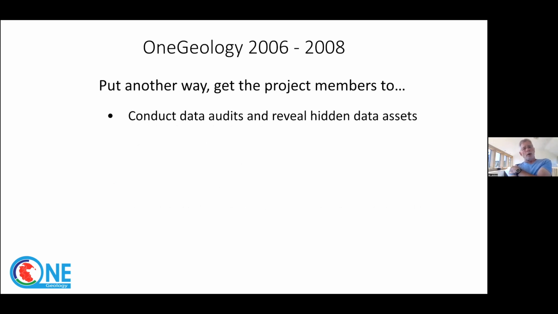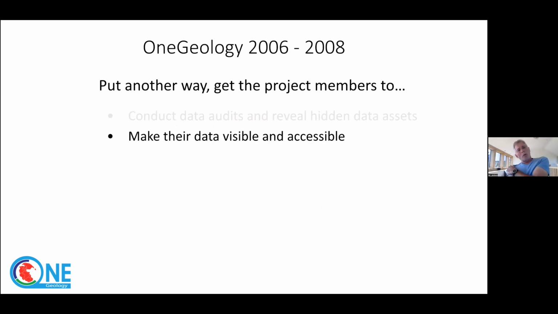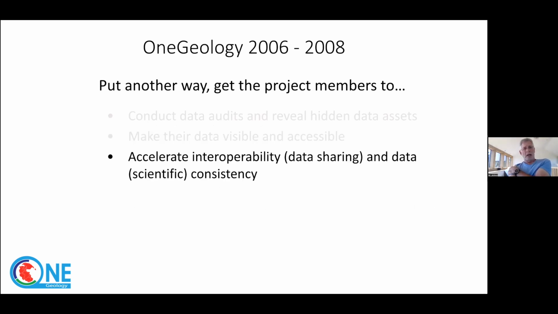If we put that another way, we wanted those project members to actually conduct data audits and reveal the hidden data assets, because there was an awful lot of rubbish talked about how much data they'd got and how much was digital. And we knew the reality was a lot less than the boast that they were coming out with. Just imagine Russia and China telling you that their data management was awful, and that's not going to happen. So we had to do that in a subtle way. We wanted to make their data visible and accessible. Yet again, security concerns came in. Not everybody wants to disclose their data.